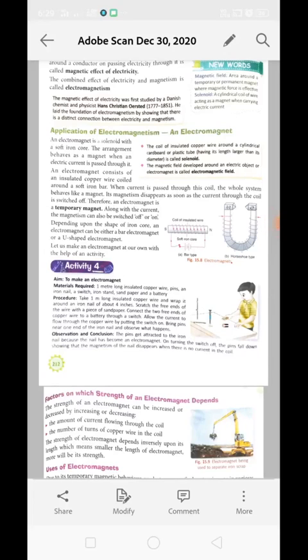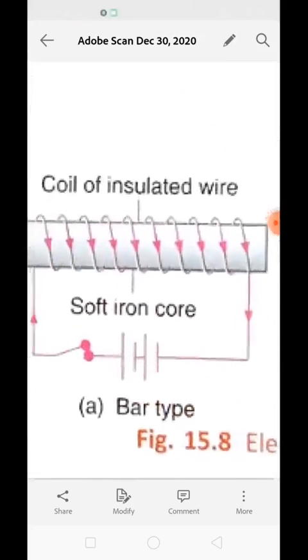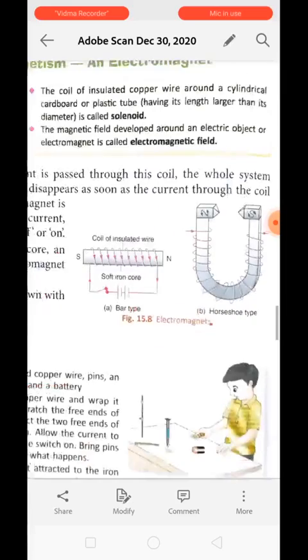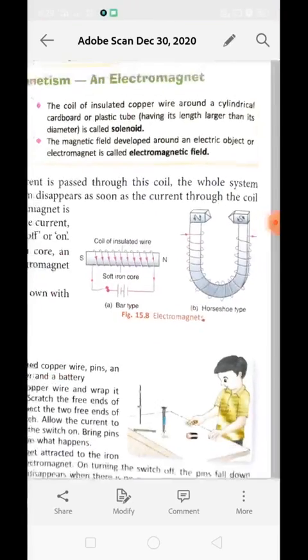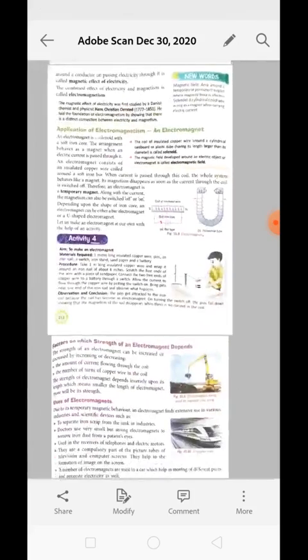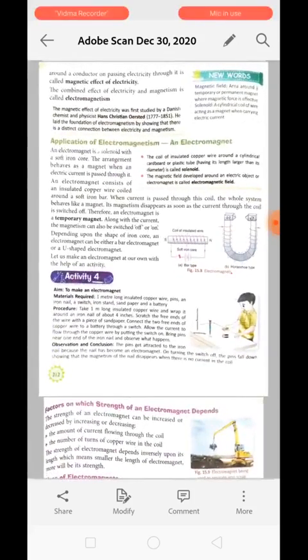Now, the application of electromagnetism. An electromagnet is a solenoid with a soft iron core. Now, what is a solenoid? A cylindrical coil of wire acting as a magnet when carrying electricity, like this. When a cylinder, metal or anything else has wire wrapped around it, it acts as a solenoid. So an electromagnet is a solenoid with a soft iron core. The arrangement behaves as a magnet when electric current is passed through it.